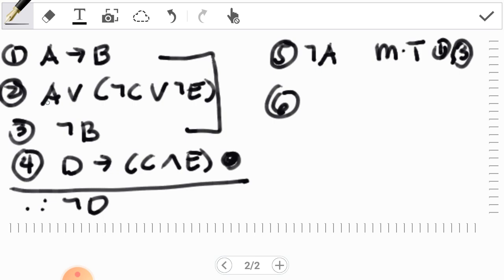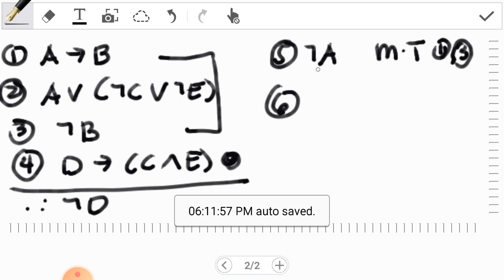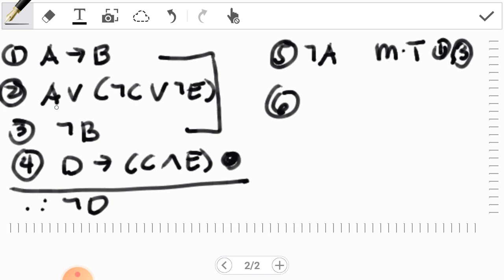So, not A, we have here A or not C or not E. So, this is an or. Not A is a negation of this. We have used this earlier. This is disjunctive syllogism. So, if we will use disjunctive syllogism, we now get, isn't it in the disjunctive syllogism, P or Q? Not P, therefore your conclusion is Q. So, your conclusion here is not C or not E.